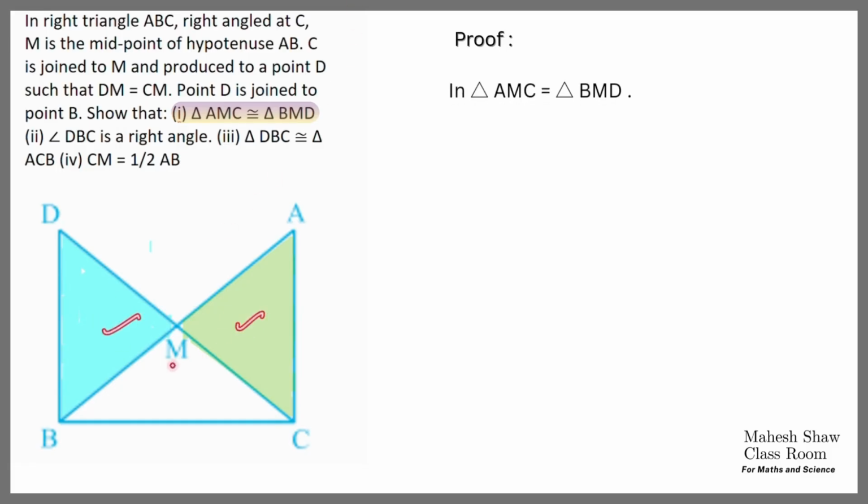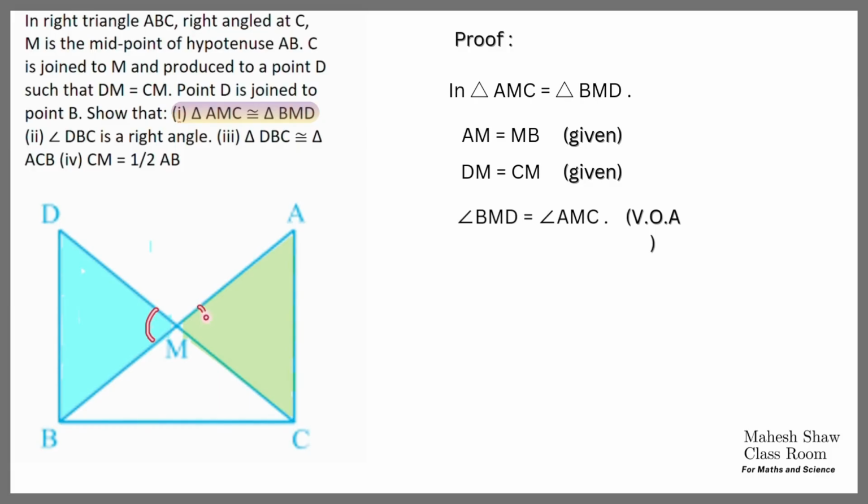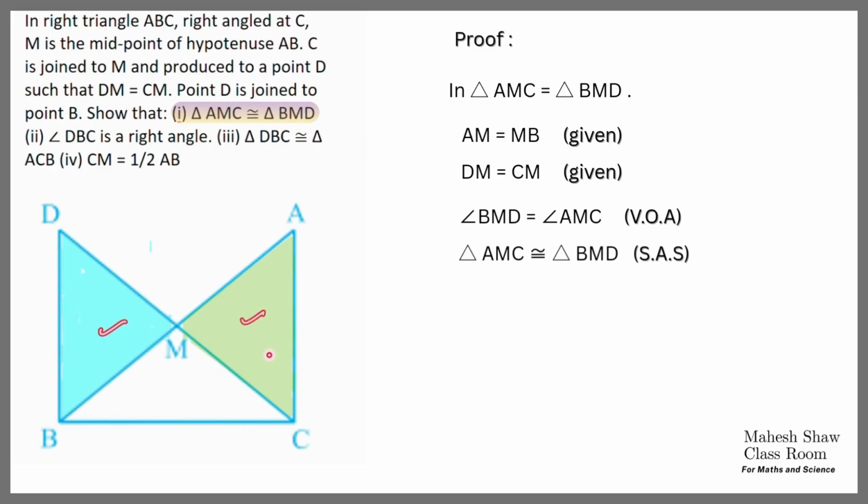Now, in order to prove these two triangles congruent, what we can see is that we are given the length AM is equal to BM. Further, we are given DM is equal to CM. And moreover, these two angles are what? Vertically opposite angles. So we can write these two angles as equal. So therefore, we can write these two triangles congruent by SAS.